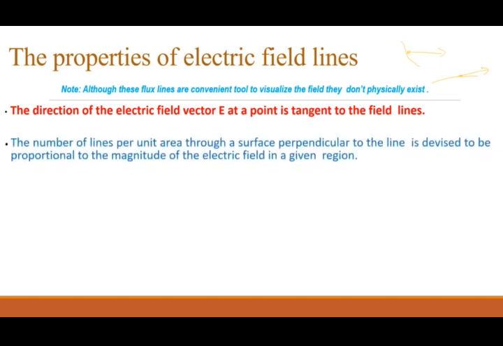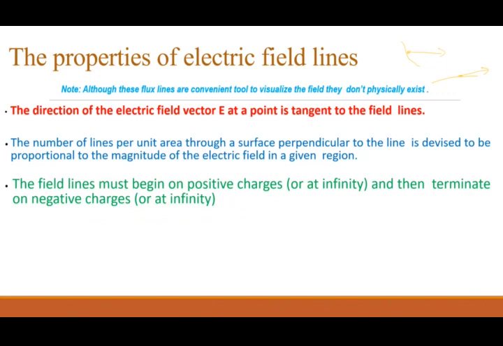Second property of the field lines is how to draw, how many field lines we have to draw. That is told here. Wherever the field is stronger, then you should draw more number of field lines passing through the surface perpendicular to the line. We will draw in such a way that the strength of the electric field must be proportional to the number of lines passing through unit area.